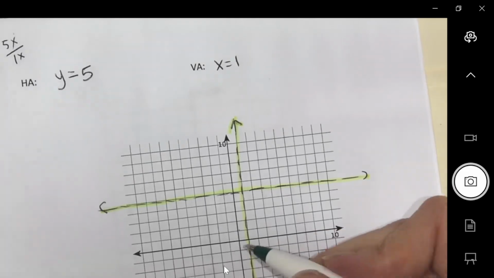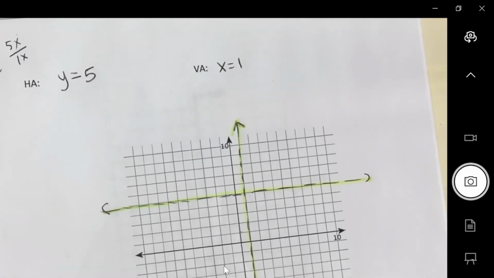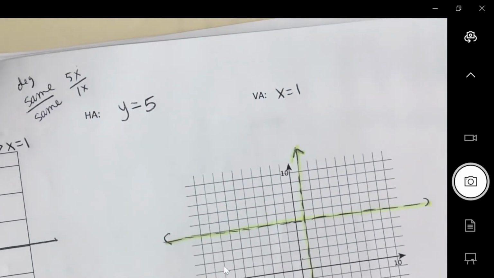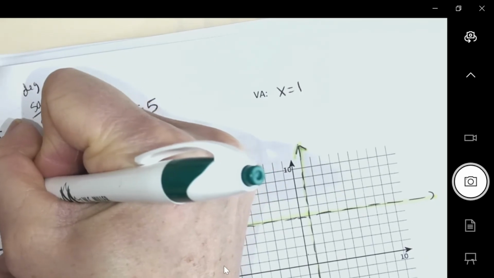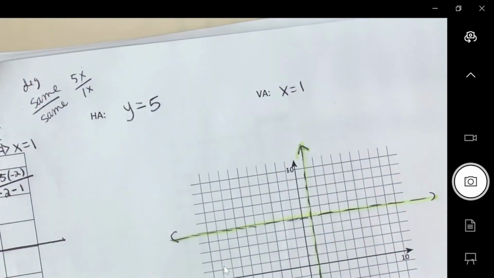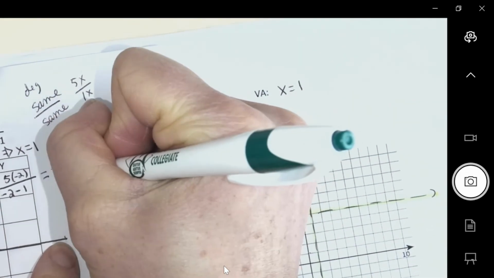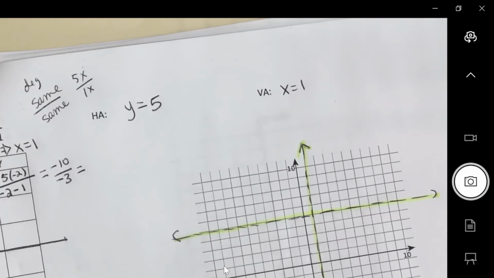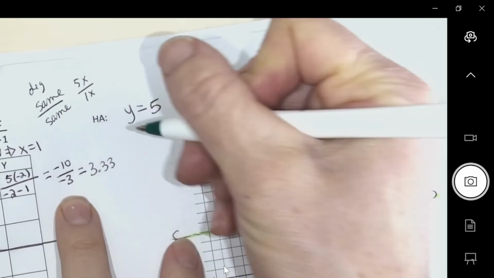Okay, so let's plug in. When I pick values, I'm going to be going with a 0, a -1, a -2 on that side, and then I'm going to pick 2, 3, 4 on that side. So that's why I have those numbers there. Okay, so 5 times -2 over -2 subtract 1 makes -10 over -3, which is, it goes in there 3 times and then a third, 3.33.